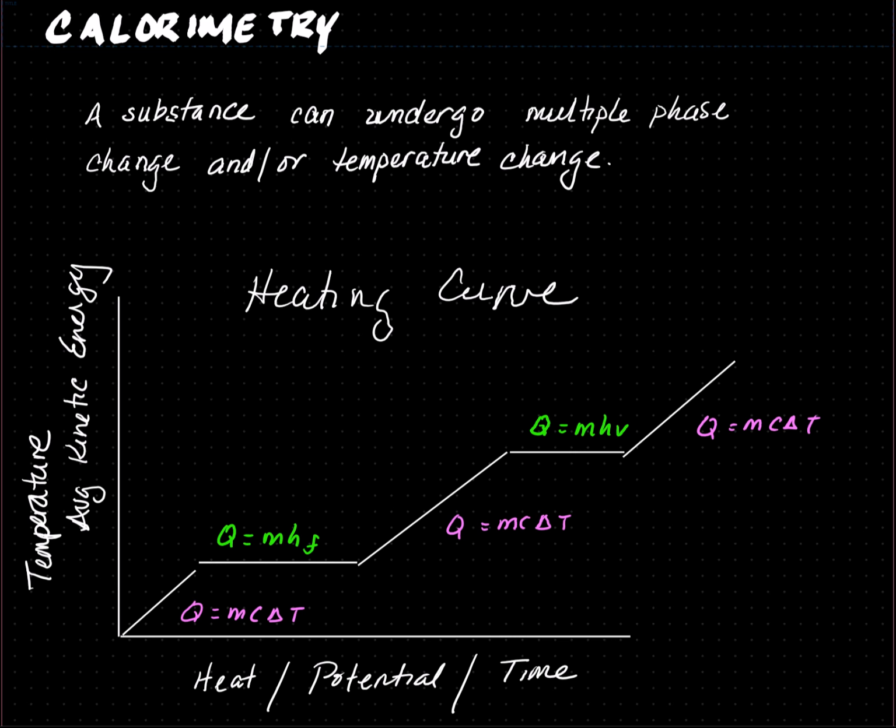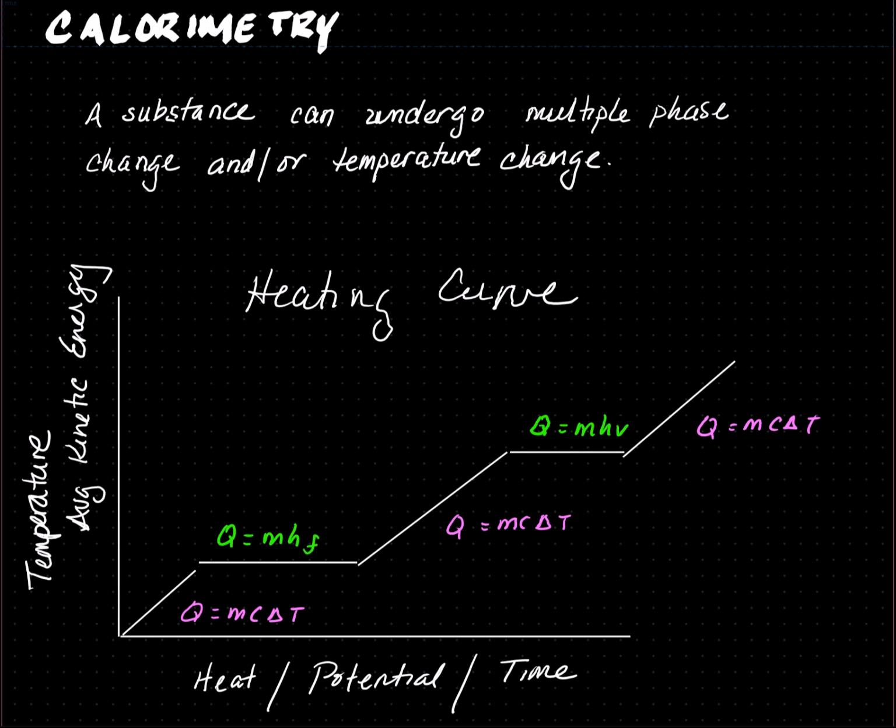In the previous two videos, we did two different types of calorimetry problems. This is the third type you will encounter in the class. It is when a substance, the same substance, can undergo multiple phase changes and/or temperature changes.